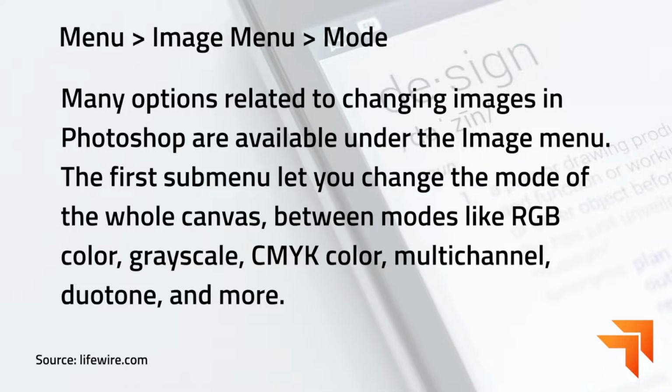Under Mode, this is the first submenu that lets you change the mode of the whole canvas between modes like RGB Color, which focuses more on graphic display, Grayscale, CMYK Color for printing, Multichannel, Duotone, and more. So now, let's focus on Mode and proceed to Photoshop.